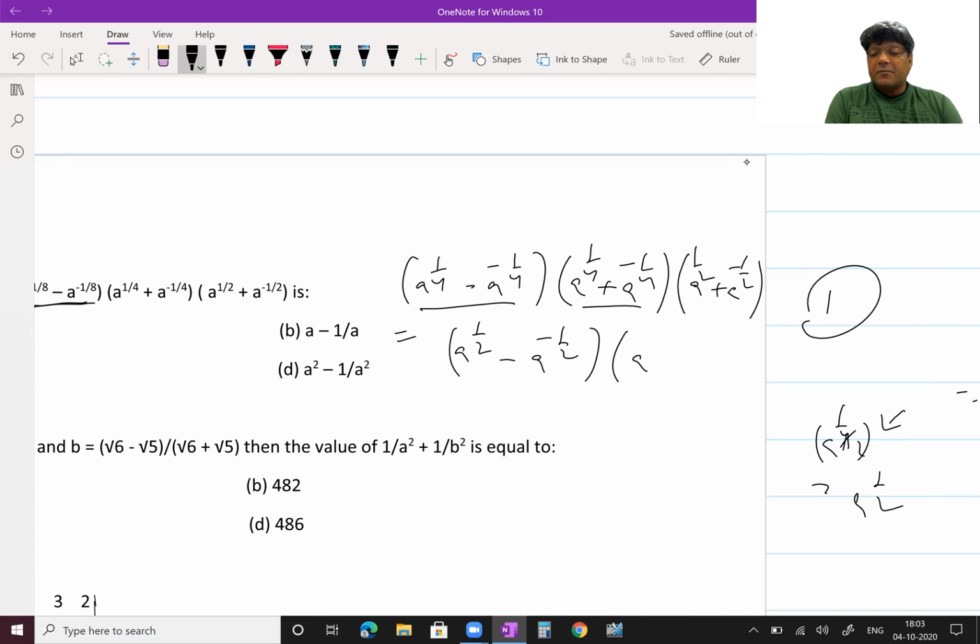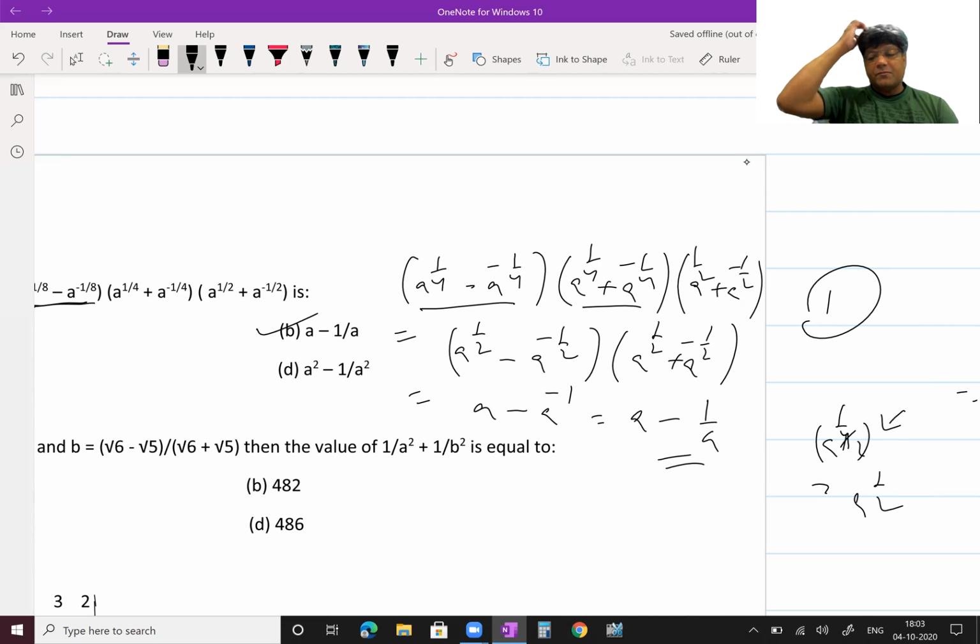Then this will be multiplied with a to the power 1/2 plus a to the power minus 1/2. Now again, (a minus b) into (a plus b), a square minus b square. So a to the power 1/2 square is a, and a to the power minus 1/2 whole square means the 2 will be gone, a to the power minus 1. So that is a minus a to the power minus 1, which is minus 1 by a. So which option? Option B.